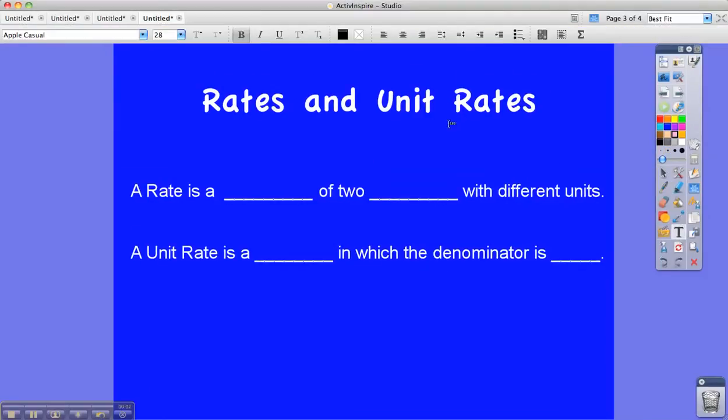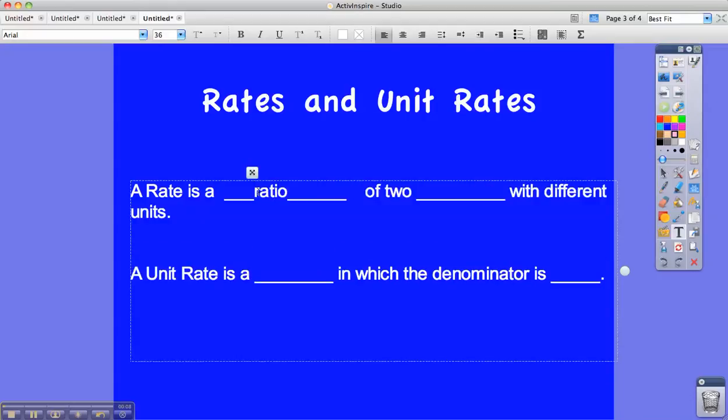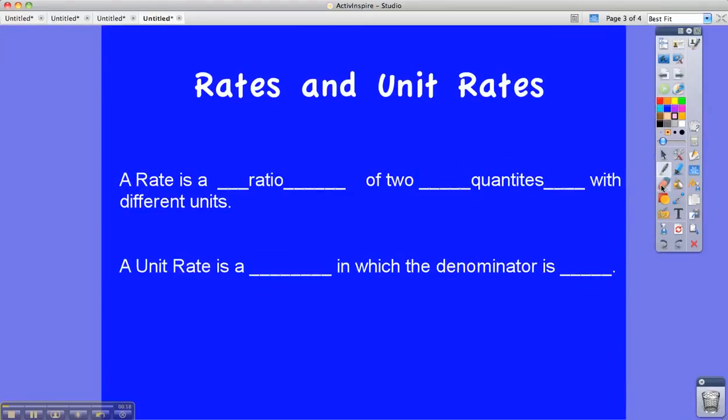Hey guys, today we're going to talk about rates and unit rates. So what a rate is, it's just a type of ratio of two different quantities. So what that means is that you're comparing a ratio of two different quantities that have different units.